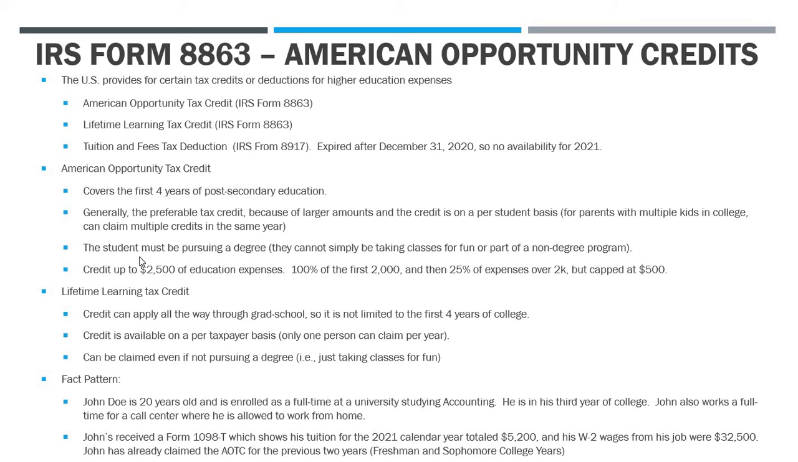Now the AOTC is also important here in that the student has to be pursuing a degree, all right? What we mean by that is they can't simply be taking classes for fun or as part of a non-degree program. In contrast, under the Lifetime Learning Credit, the credit can be claimed if you're not pursuing a degree. So if you're working full-time and you just want to take a course to enhance your knowledge or slowly move into another profession, but you haven't committed to a full degree program yet, the Lifetime Learning Tax Credit is available to you.